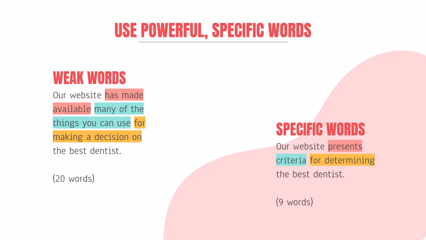Notice how the red highlight, has made available, which is 3 words, got changed into presents. The blue, many of the things you can use, got changed to criteria, and the yellow, for making a decision on, got changed to for determining, and the overall word count went from 20 words to 9. See how the sentence with specific words is much clearer and more concise?